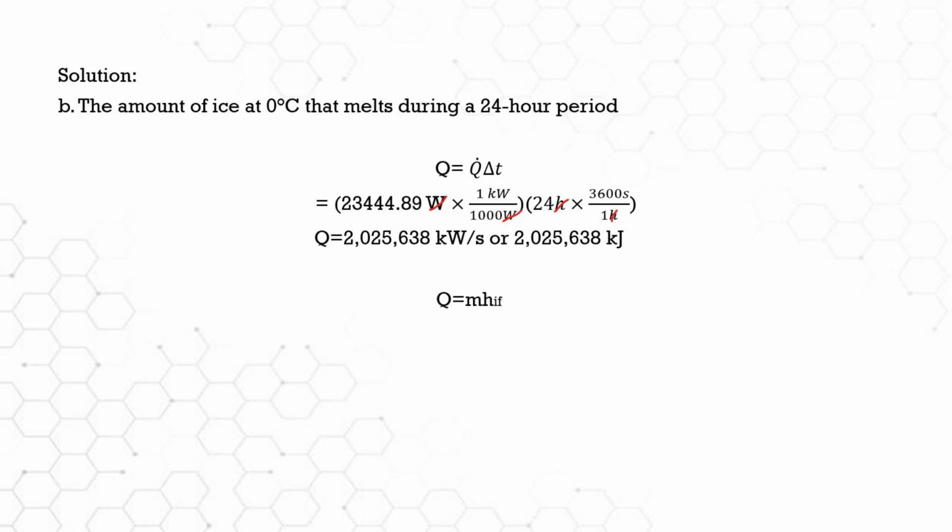Then the amount of ice that melts during this period becomes: heat transfer is equal to mass times the heat of fusion of water at atmospheric pressure. We rearrange the formula since the mass is unknown. We have mass of ice is equal to the heat transfer over the heat of fusion of water at atmospheric pressure. Then plug in the values, we have 2,025,638 kilojoules over 333.7 kilojoules per kilogram. Then cross out the units, we have the mass is equal to 6,070.238 kilograms.